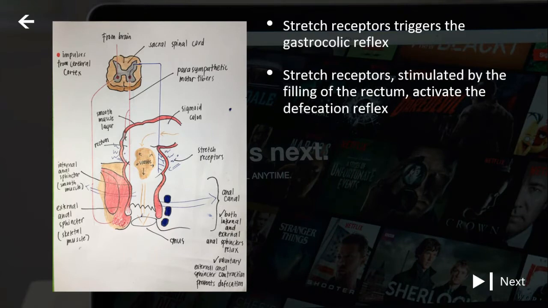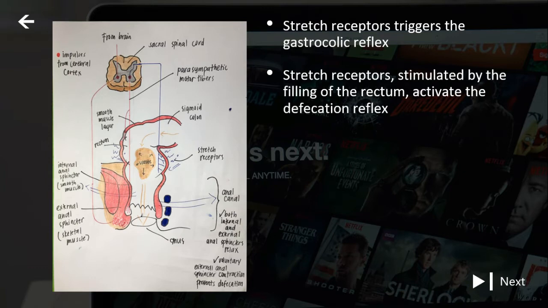Here we can see the process of defecation. First, when food enters and distends our stomach, stretch receptors trigger the gastrocolic reflex. This reflex intensifies strong peristalsis movements that force feces into the rectum. The desire to defecate is initiated by stimulation of the stretch receptors in the wall of the rectum by the presence of the feces in the lumen.